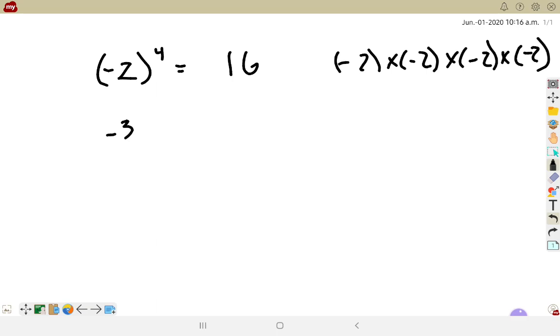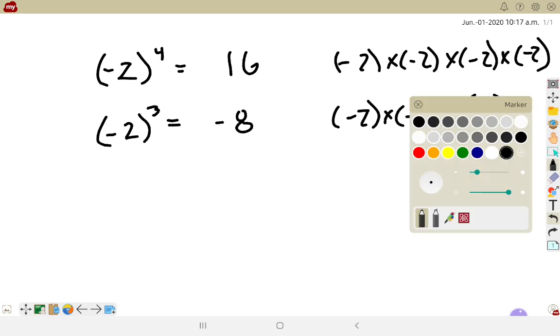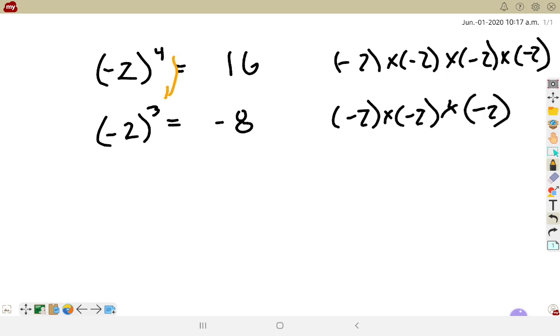Well, I'll decrease my exponent by 1. So we'll say negative 2 now to an exponent of 3. So that's going to give me negative 8, right? Because I now have 3 negatives, so I get a negative answer. And 2 times 2 times 2 is 8. So I have negative 8. And again, I decreased my exponent by 1, and what I did here was divide by a negative 2. 16 divided by negative 2 gives me negative 8. Well, let's go down our list again.